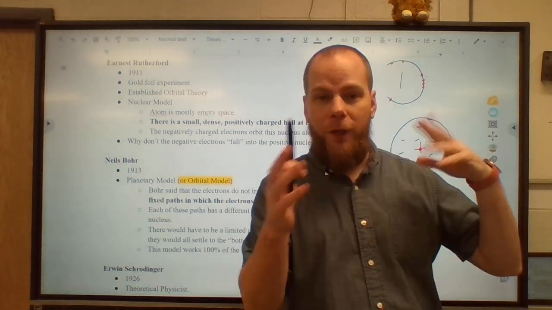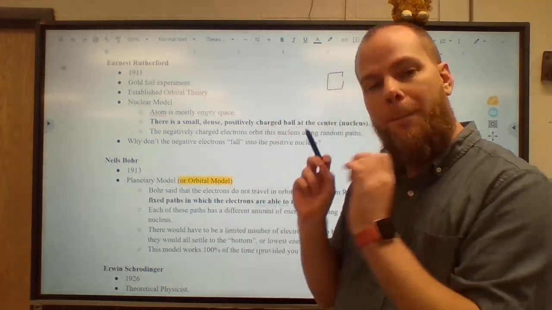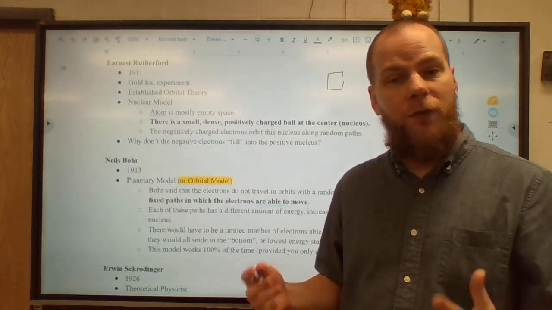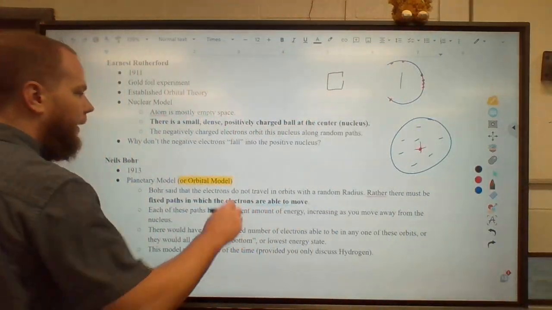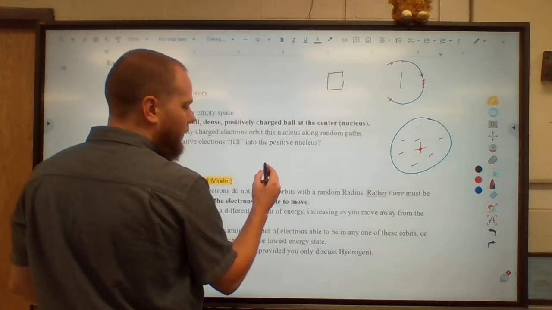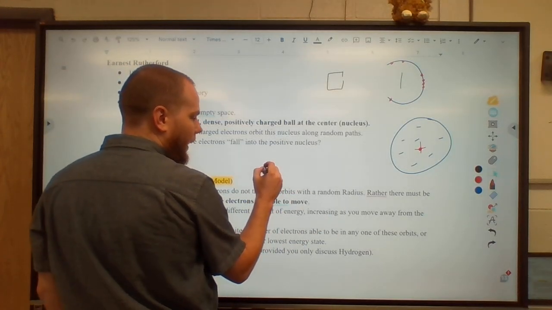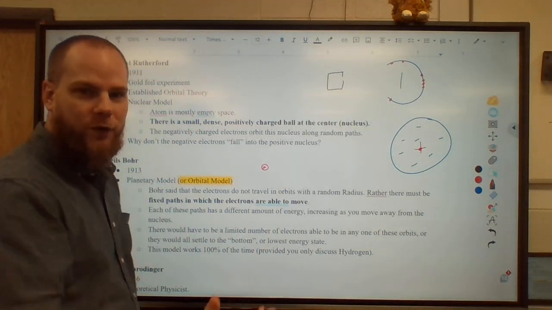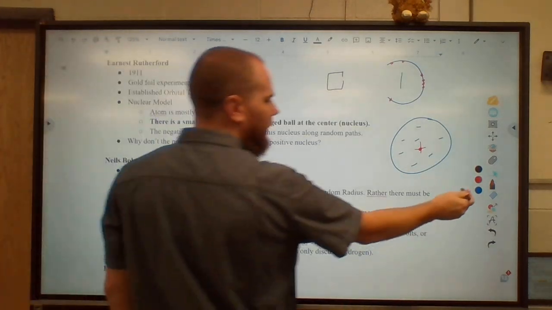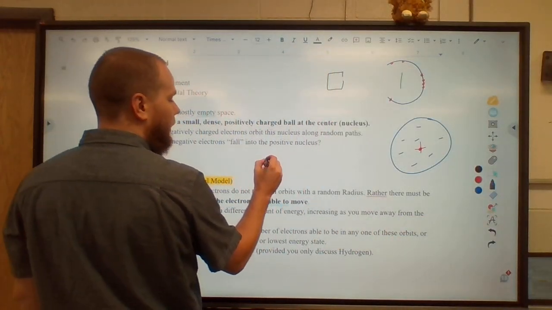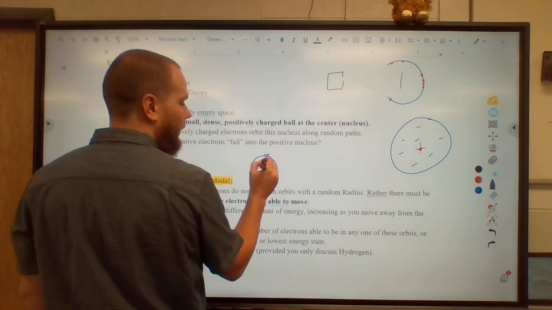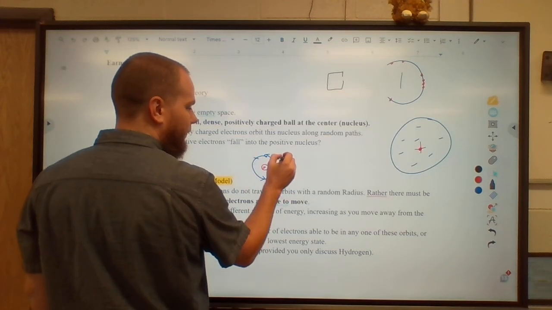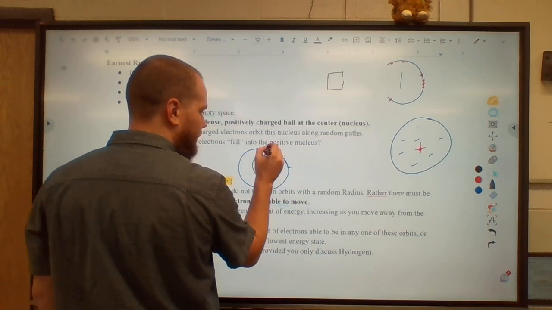Rather than just floating around, they have fixed paths that they orbit the nucleus in, much like planets going around the sun. And so he said that the nucleus is the positive center, and then the electrons are going around it in an orbit that has fixed intervals.